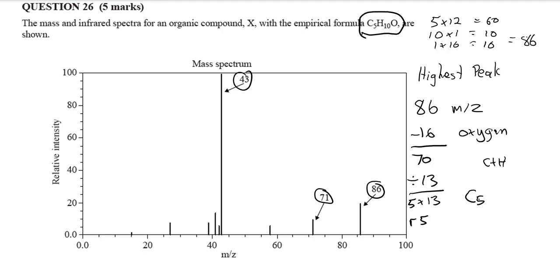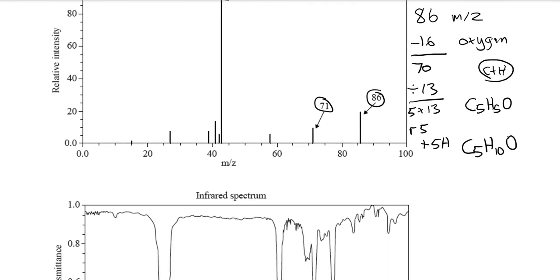So I know at the moment I have this. Okay, 5 lots of this. Now I have a remainder of 5, so that means I have another 5 hydrogens. So my chemical formula should be this, and that's what I already have. Now we don't know if it is an alcohol or an aldehyde or a ketone. So we're going to have to play around a little bit with this.